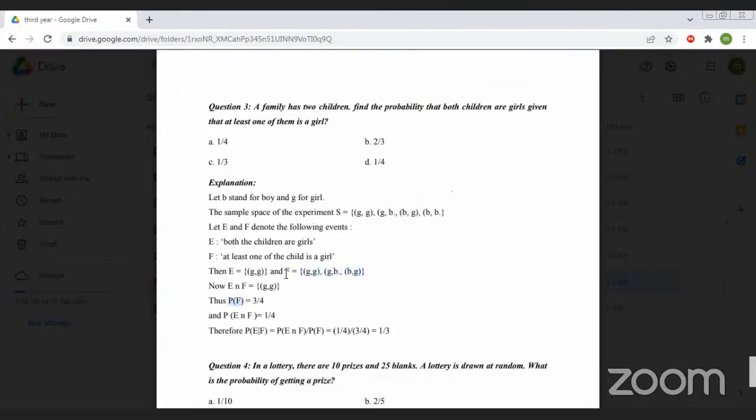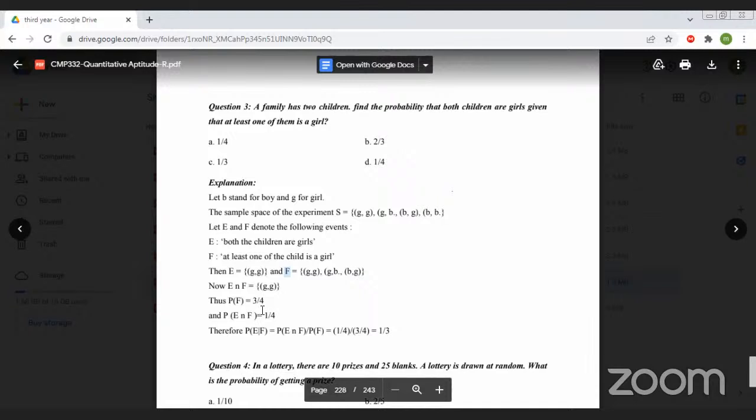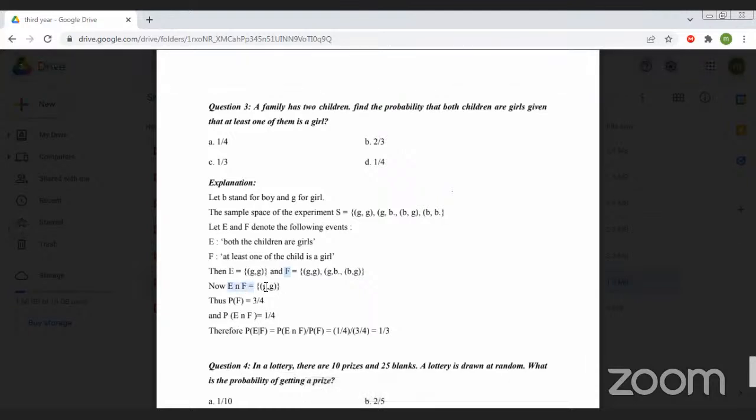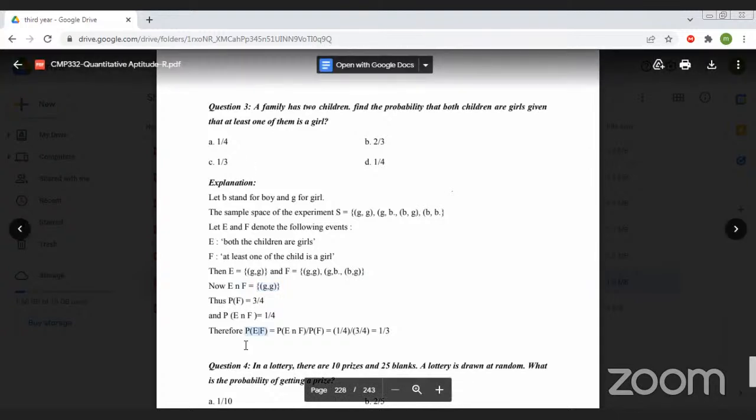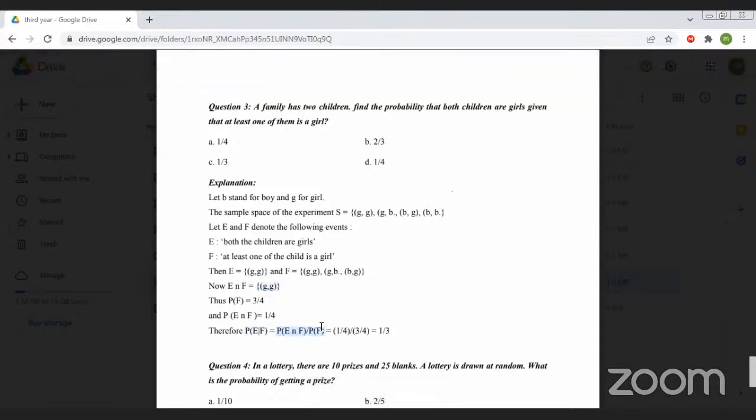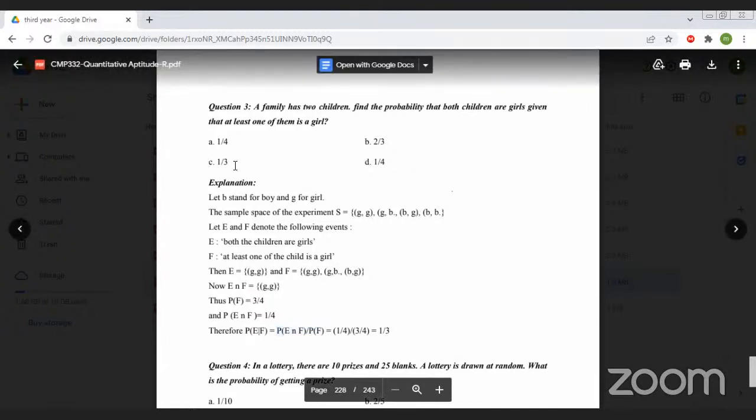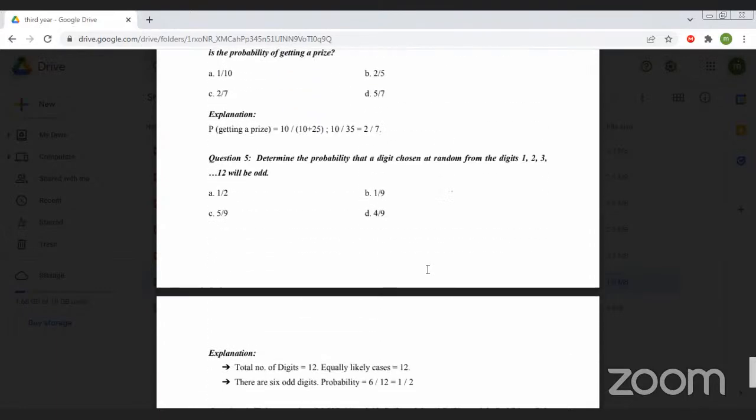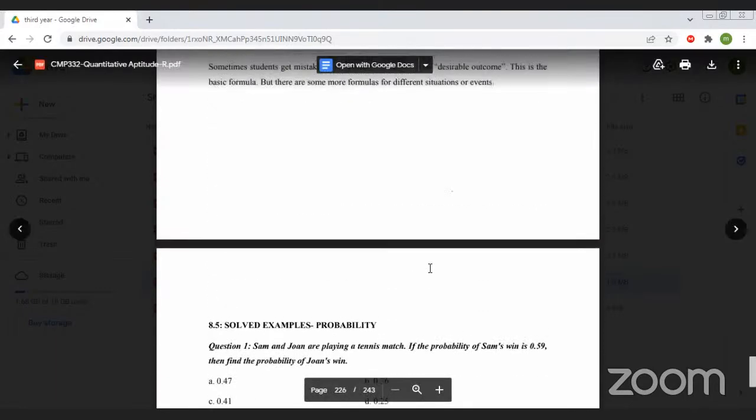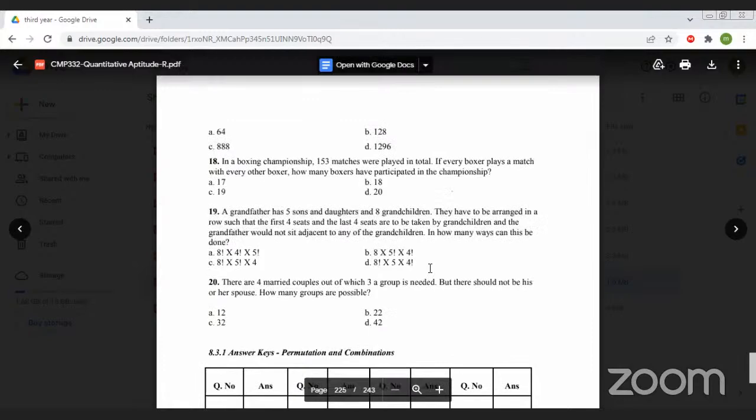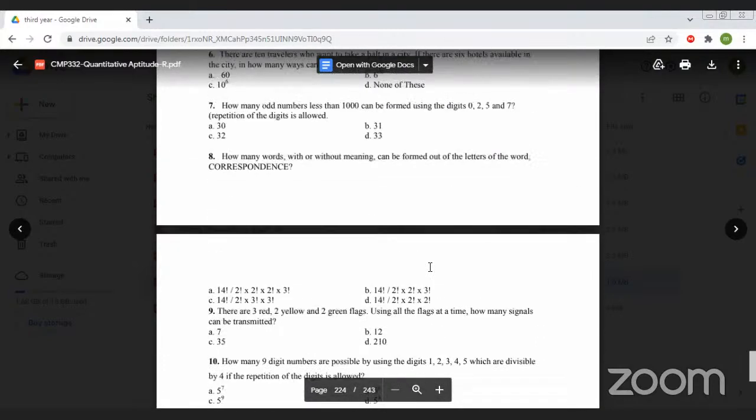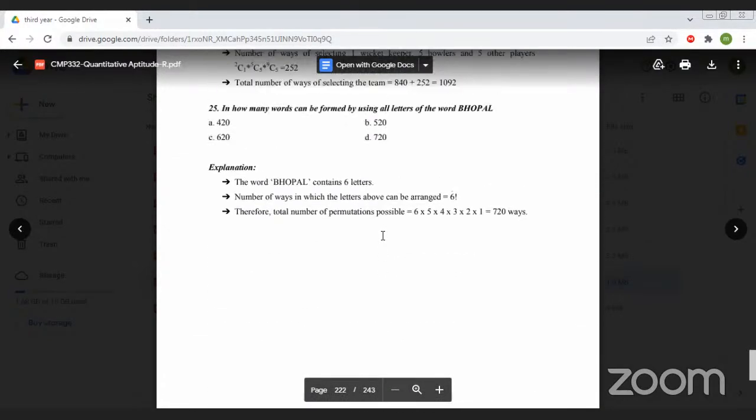So this P of F will be 3 upon 4, and the intersection will be 1 upon 4. So you need to find what? At least one of them girls. So this upon this will give me 1 upon 3. So my answer is 1 upon 3. So this is how probability works. See, probability is easier to solve. Therefore, I am starting from below.